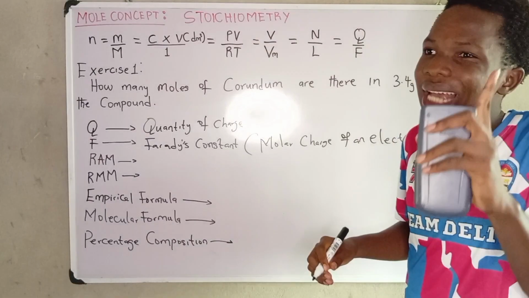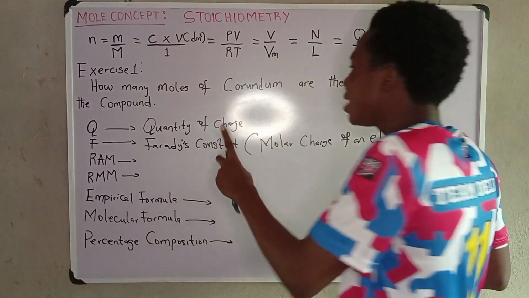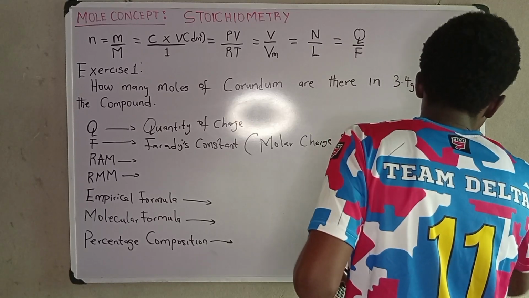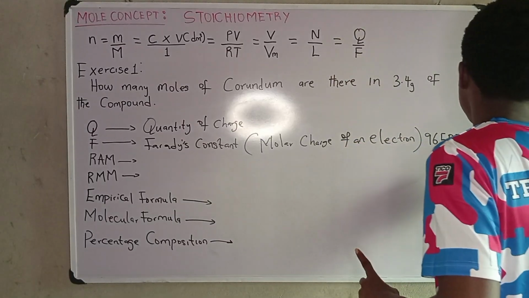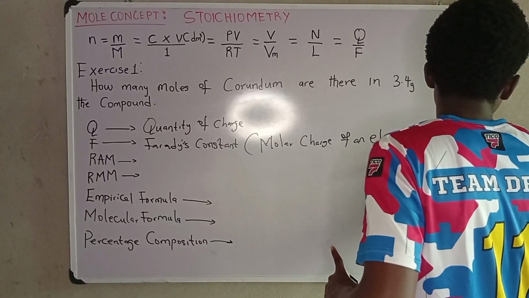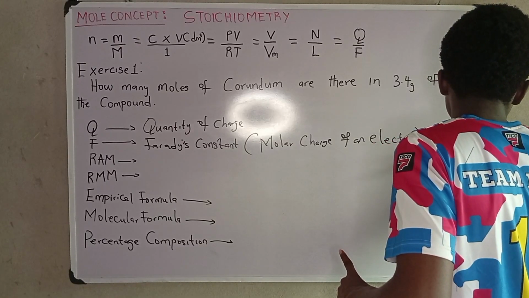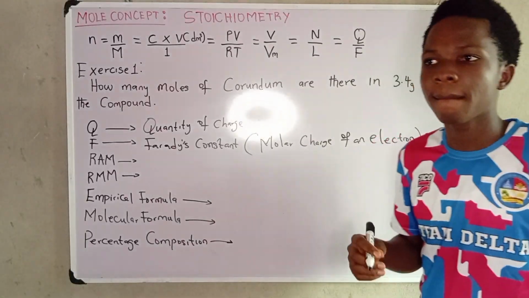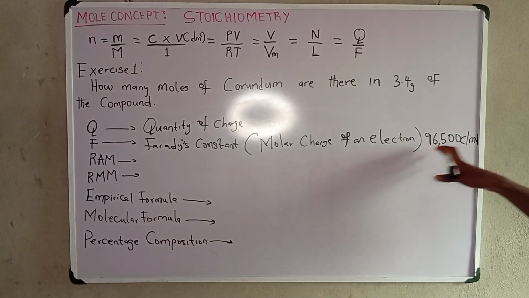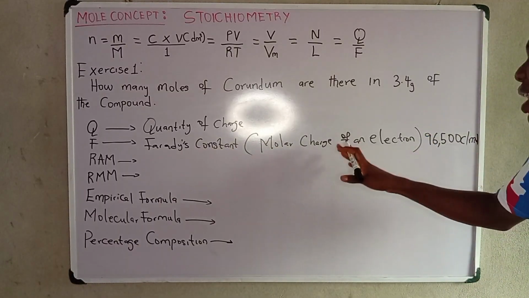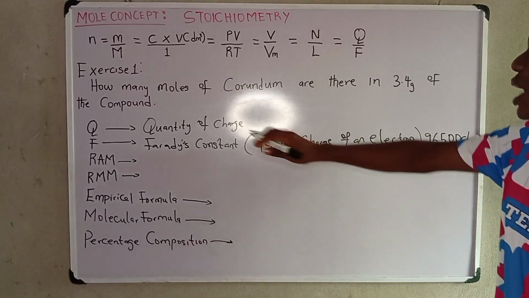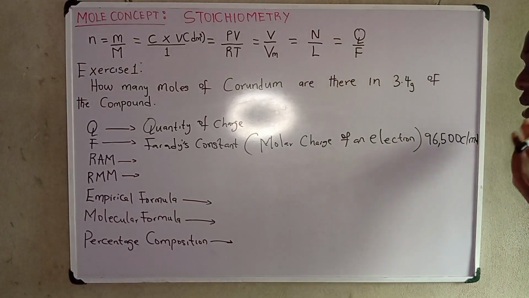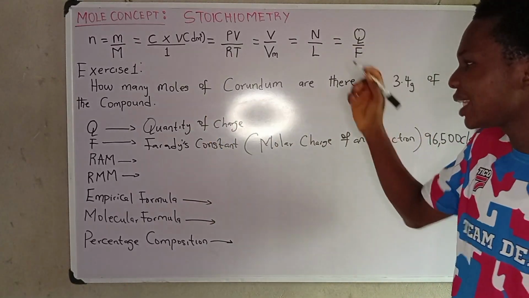Now, as I said, every constant has its value. The value for this one is what? 96500. That is 96,500 and what? Coulomb per what? Mole. Alright, this is the Faraday's constant, molar charge of an electron. So this is measured in what? Coulombs, right? This is a coulomb per mole.